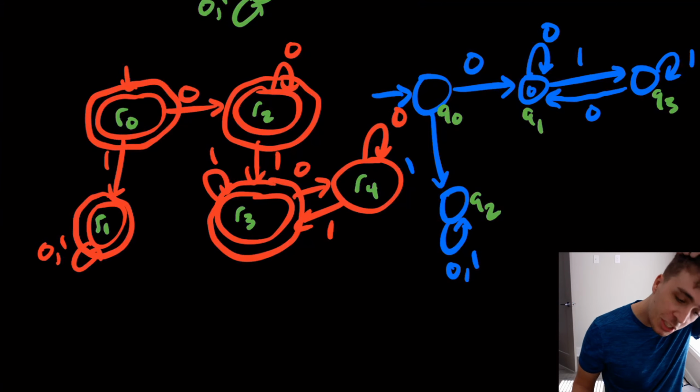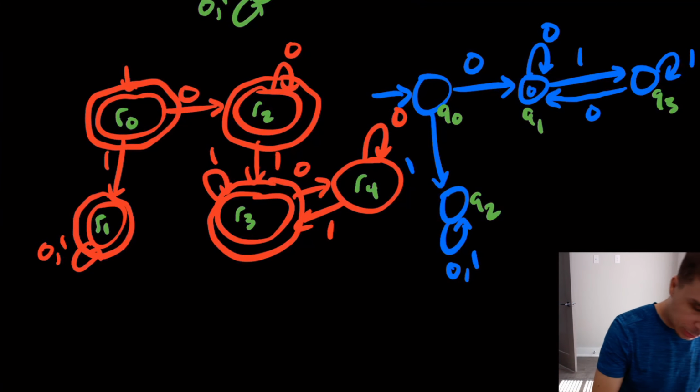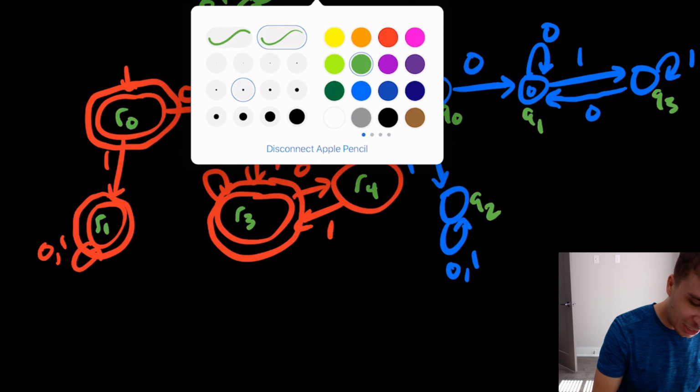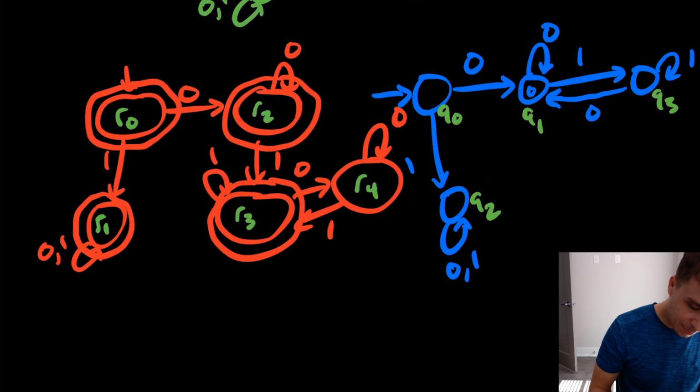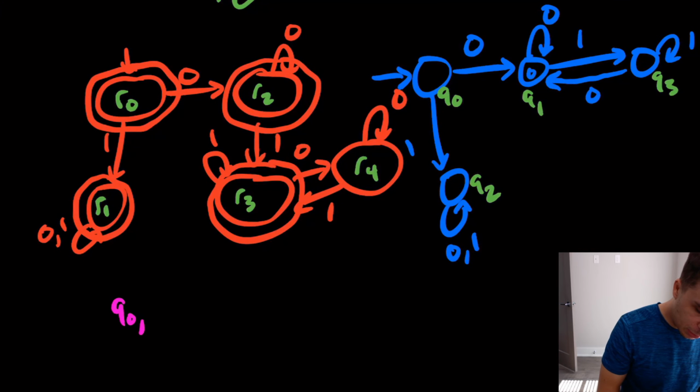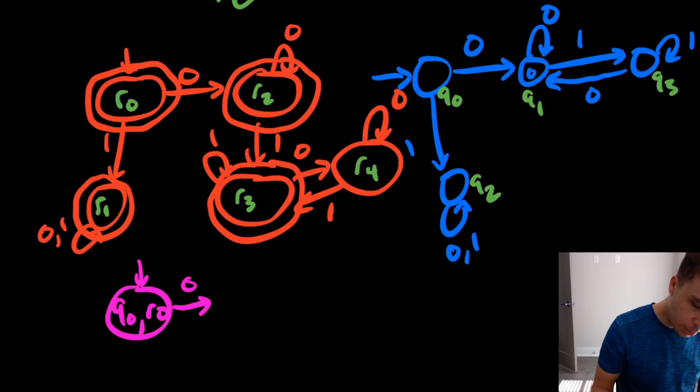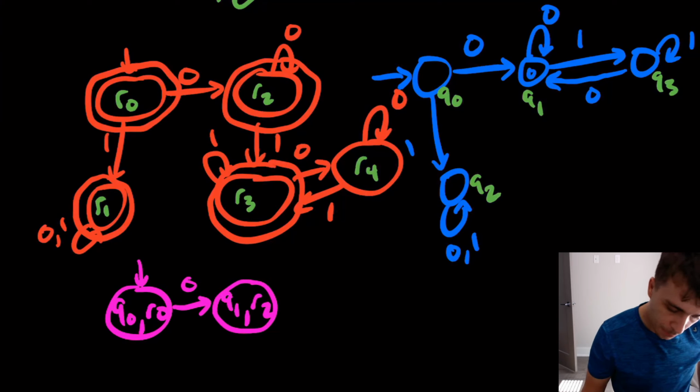And we're doing the intersection this time. So let's start. Oh boy. Let's do it in pink. So Q0, R0 is the start state. If I see a 0, where am I going to go? I'm going to go to R2, Q1s. So Q1, R2, that's the state.